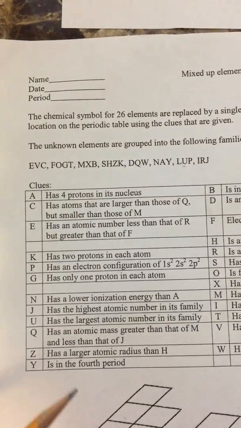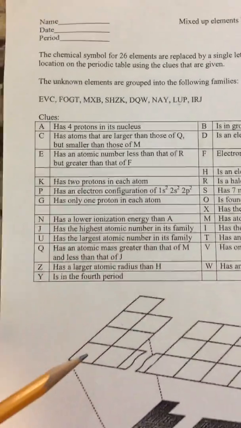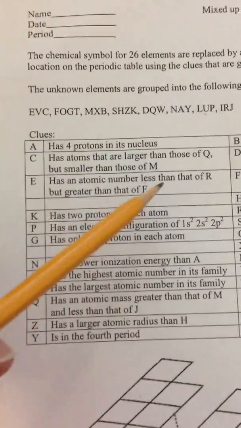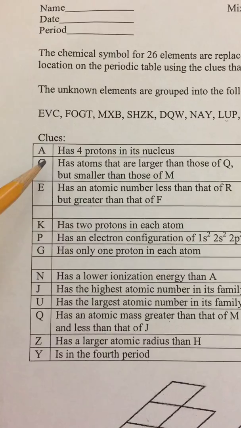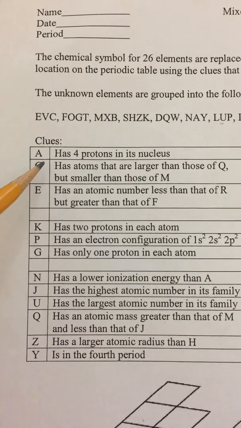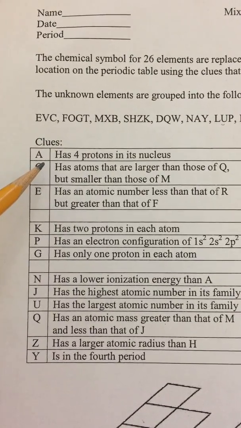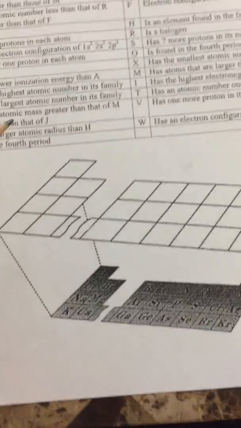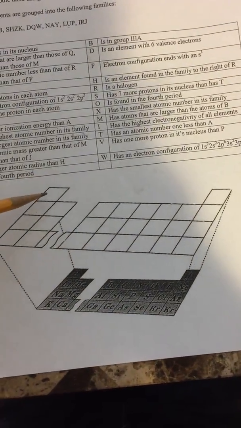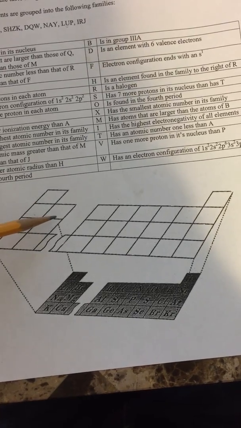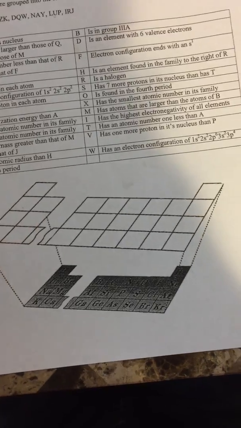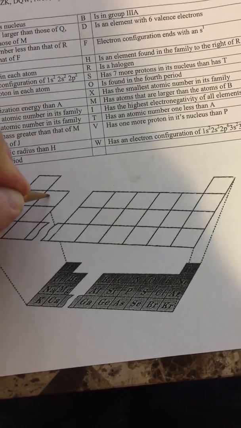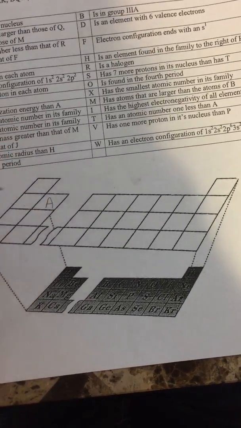I want to finish by showing you an example of how you would complete this. So let's look at the clue for A here. A says it has 4 protons in its nucleus. So based on your knowledge of the periodic table, you should remember that that would be element 4, which is beryllium, which would go right here. So that means we would place the letter A right there.